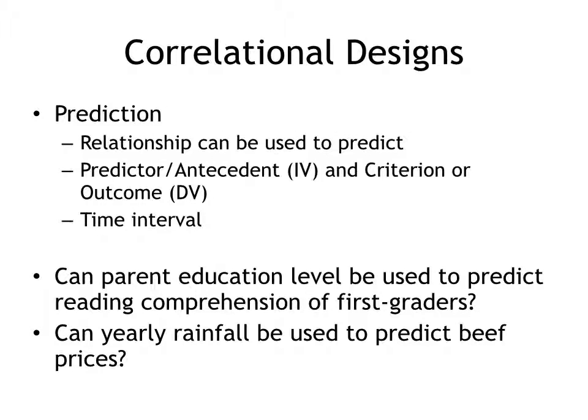One of the ways that correlational designs are used is to answer questions about prediction. We can use the relationships that we find between two variables to pretty confidently make predictions. And then what we do is with the variable that we consider to be the predictor, and it's sometimes called the antecedent, takes the place of the independent variable, and then you have a criterion or an outcome that is like the dependent variable. And with prediction correlation designs, of course, there's always a time interval.